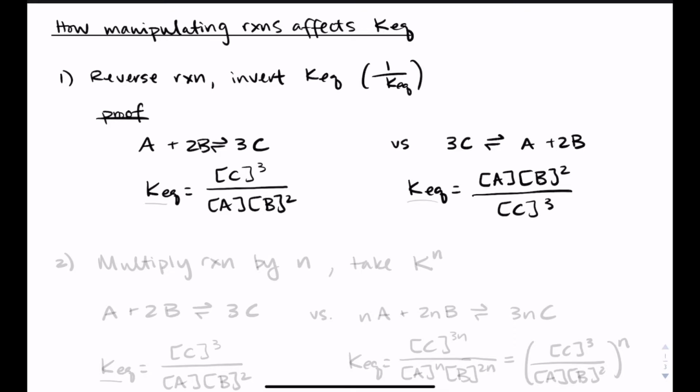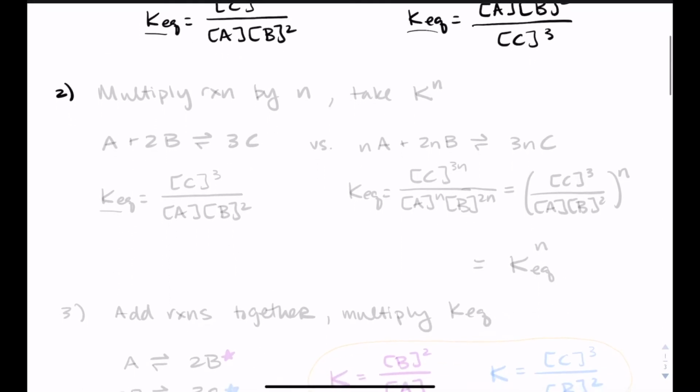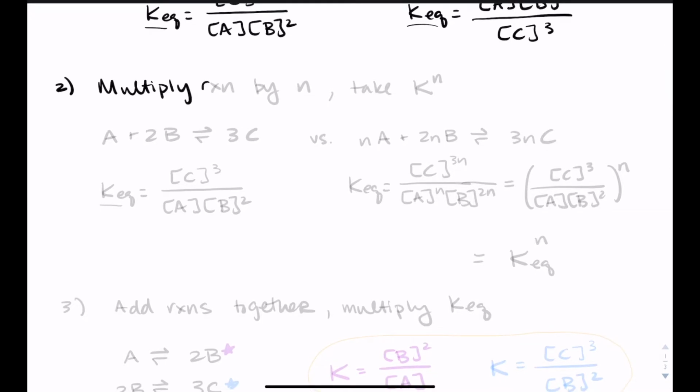Okay. Second manipulation. If I multiply a reaction by a number, then the equilibrium constant is raised to that power. So if I need to change the coefficients in my reaction for any reason, right, n is just some number, if I multiply through by 2, which we've done in balancing redox reactions, the way that I get the new equilibrium constant is if I multiplied by 2, I would square it. If I multiplied by 3, I would cube it, and so on.